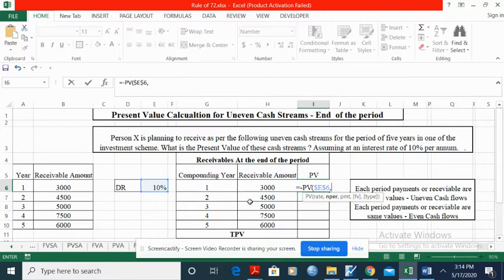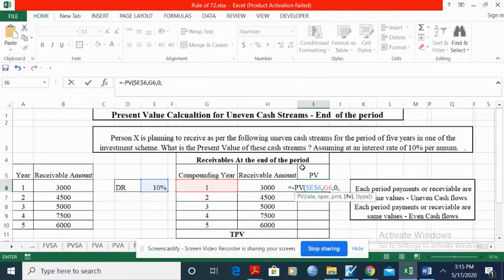Then comma, number of periods. This is 3000 rupees that you are receiving after 1 year. What is the present value as on today? So 1 year period is to be considered. What is the PMT here? There is no question of PMT because we are not taking any kind of annuity. There is no constant stream of cash flows here. You are not receiving the same amount of money for 5 years, so every year is changing. So PMT here is zero.